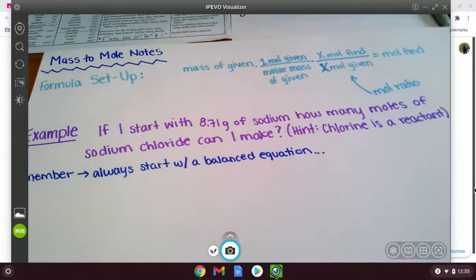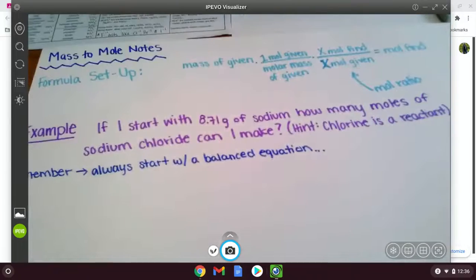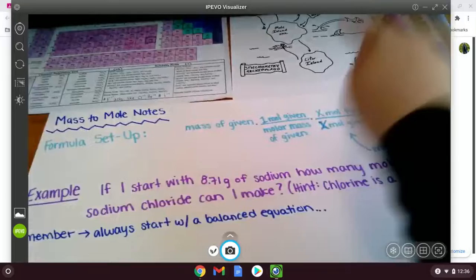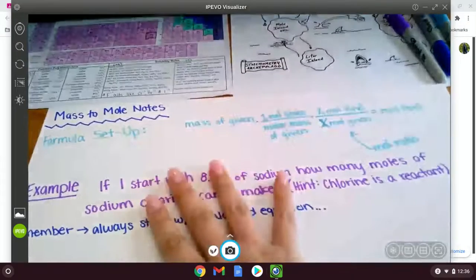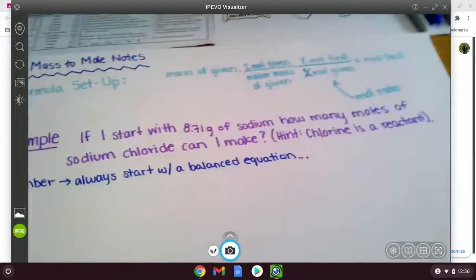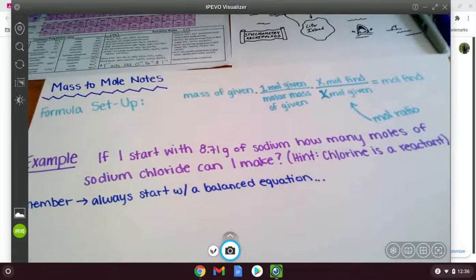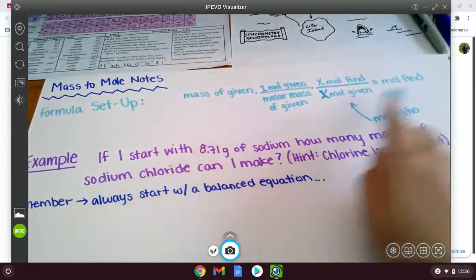Hi guys, so today I'm going to be talking about how we convert from mass of our given to moles of our find, okay? So I have my periodic table ready to go, I have my stoich map, and then I have our notes for us, okay? So the first thing I want us to focus on is how we set up these formulas, okay? So we are always going to set them up like this.